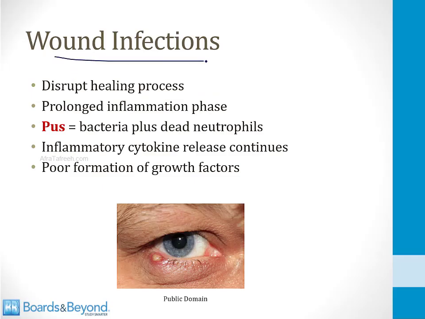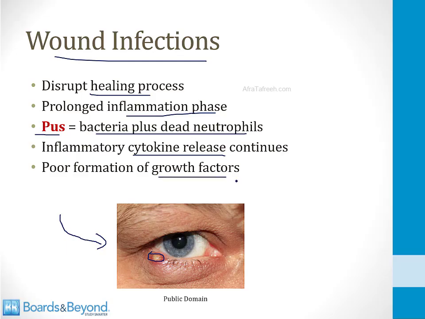I'll finish by mentioning wound infections. These disrupt the healing process and they prolong the inflammation phase. If you've ever seen pus, pus is bacteria and dead neutrophils, and that's present when there is an infection that disrupts wound healing. For example, this picture of this man on the screen, he has a little pustule right here next to his eye. That is a wound that is not undergoing the normal healing process, and that's because bacteria have gotten into it, and now it contains pus, which are bacteria and neutrophils. When bacteria get into a wound, the inflammatory cytokine release continues, and there's poor formation of growth factors, so basically the entire process of healing is disrupted.